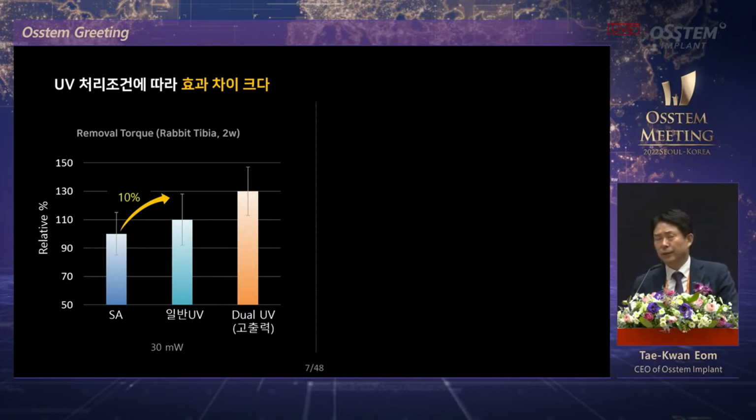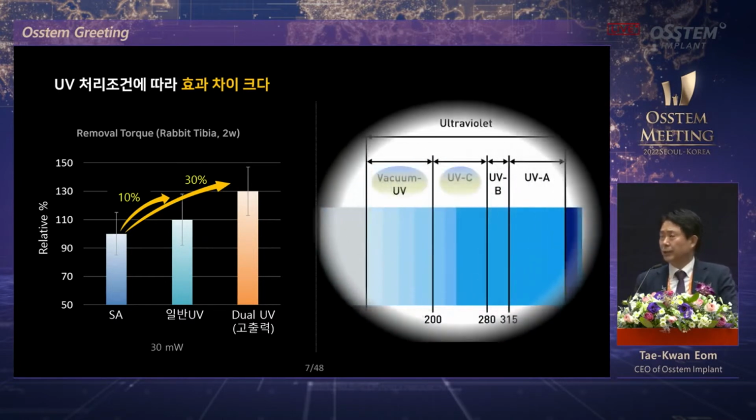UV treatment doesn't have uniform effects. Depending on how UV treatment is done, the effect would be different. The general UV, not Osstem UV treatment, the effect is 10 to 20%. The high output UV would achieve 30% of effect. The percentages are indicated. The experiment was done on rabbits. So if we are talking about big animals, the effect would be reduced and the numbers would be different in humans.